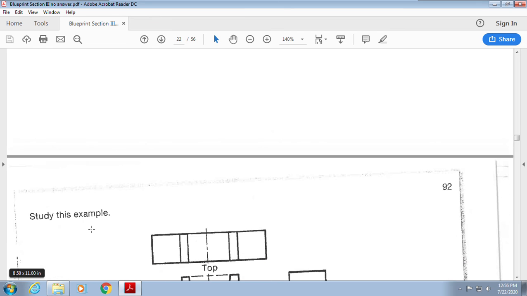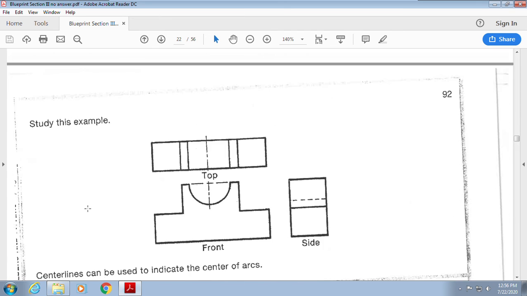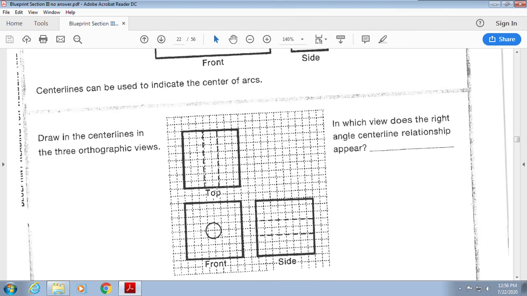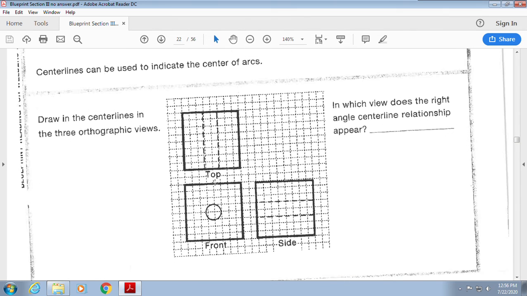All right, last one, guys. Page 92. Ooh, we have an arc here. We understand that there's a center here, and ultimately I can be putting a circle here if I look carefully. So put the center line in the orthographic views. And then if I draw a center line through here, which view gives me a right angle? All right, guys, as always, take care.